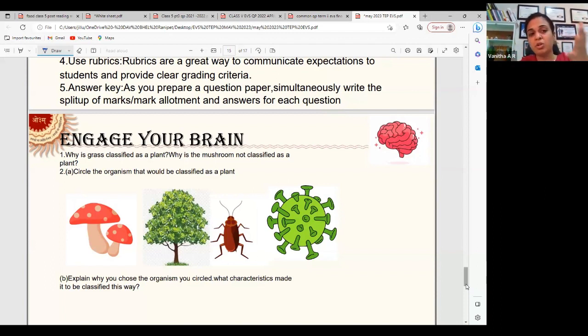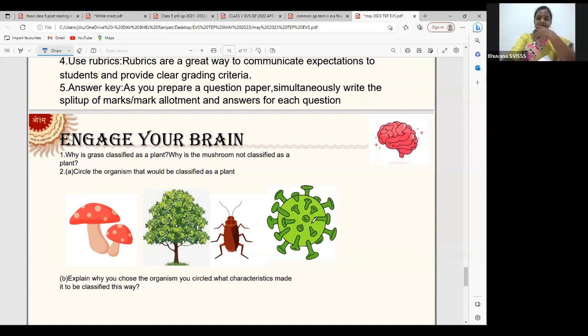So grass is a plant because it is green, or it has chlorophyll. But mushroom is not, because it is not green in color. It lacks chlorophyll. That could be very simple for a class 3 child. Or if they know saprophytes, please circle the organism that would be classified as a plant. So first is a mushroom, next is some tree, and next is a cockroach. And this, teachers, do you think children will be able to identify what is in the last picture?